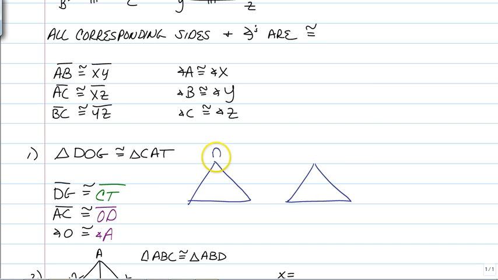So if you had D on top and then going to the left for O, and then G on the bottom right, you would have to name this one in that same order. Okay?